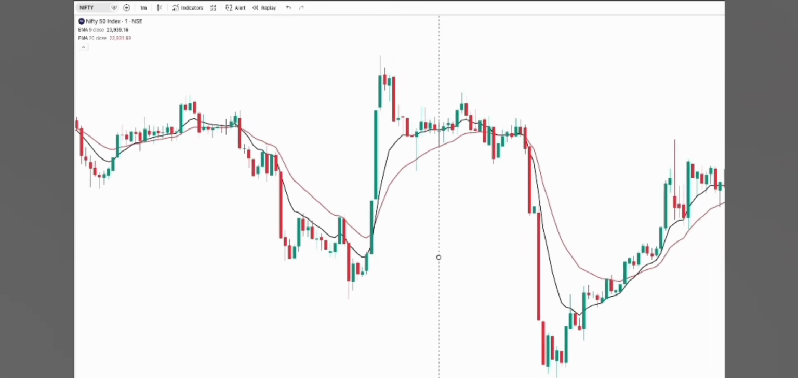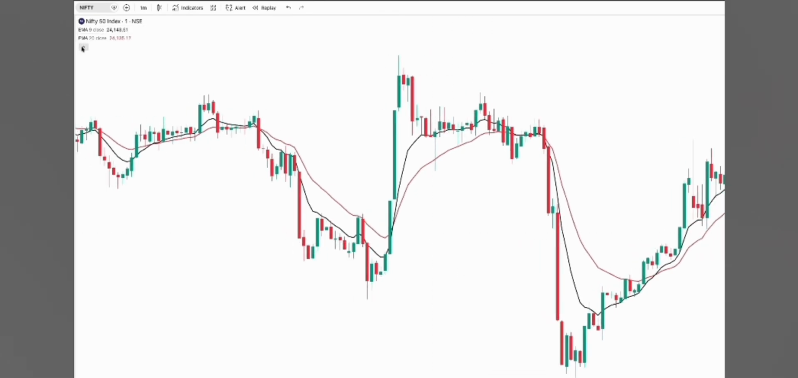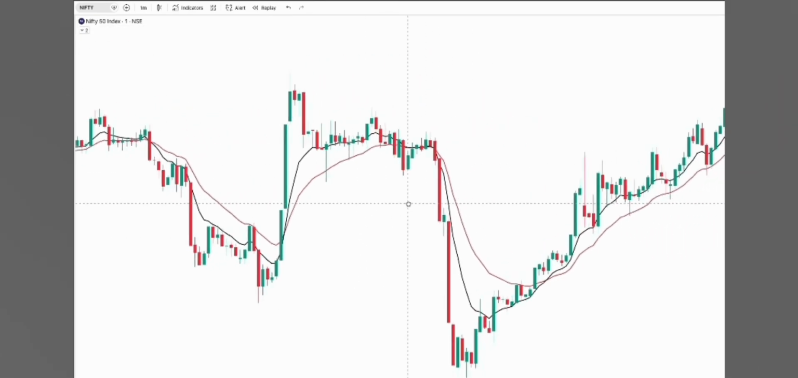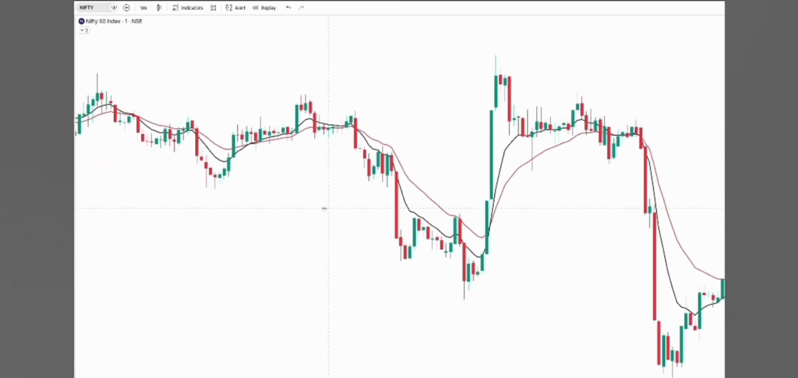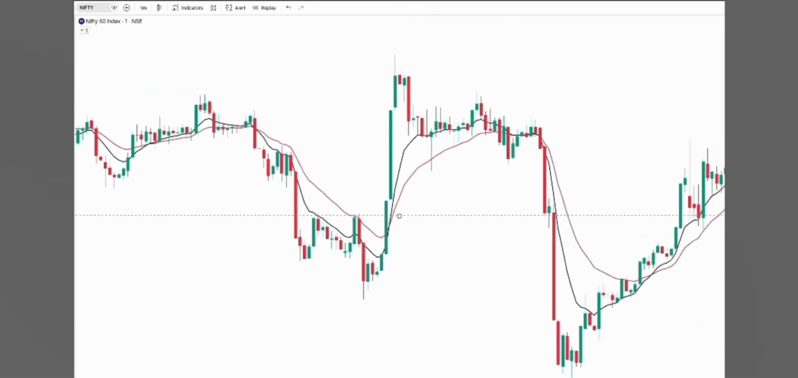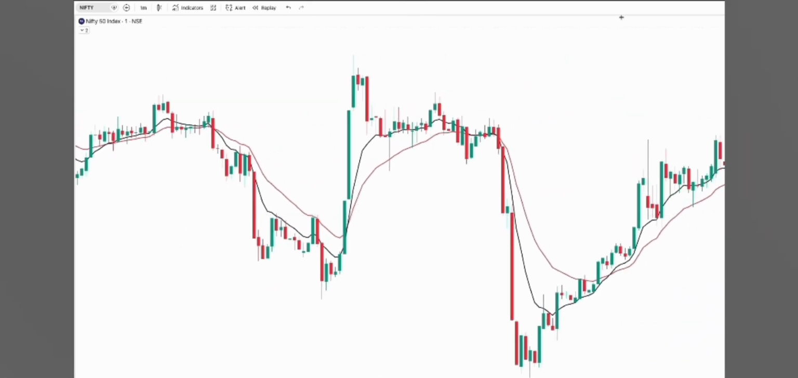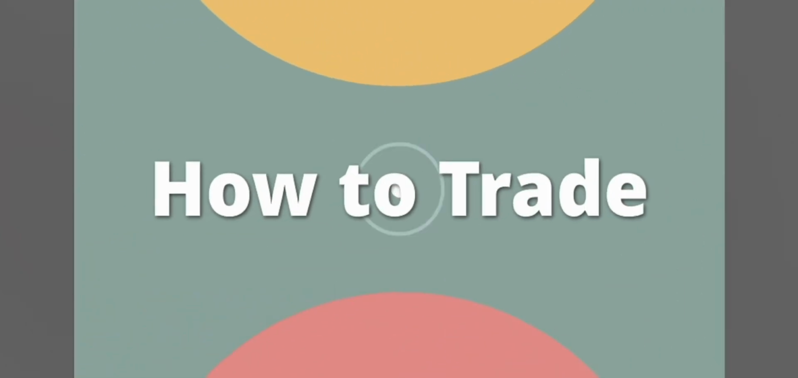The 9 EMA reacts quickly to price movements, making it the faster moving average. The 20 EMA moves more slowly and often acts as a dynamic support or resistance level. When these 2 EMAs cross, that's where our trading opportunity begins.